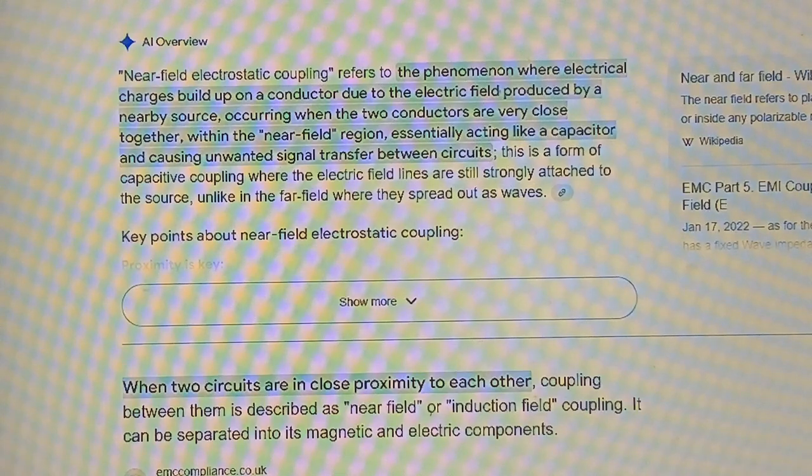Near-field electrostatic coupling refers to the phenomenon where electrical charges build up on a conductor due to the electric field produced by a nearby source, occurring when the 2 conductors are very close together within the near-field region.